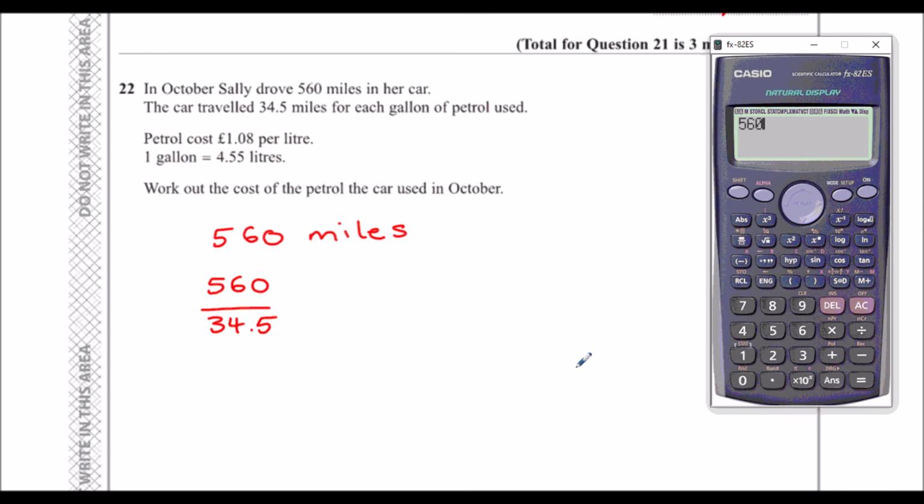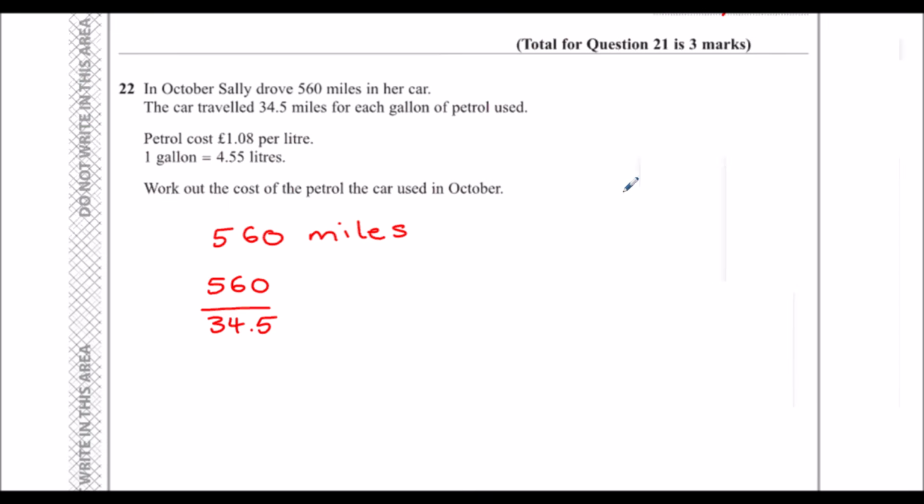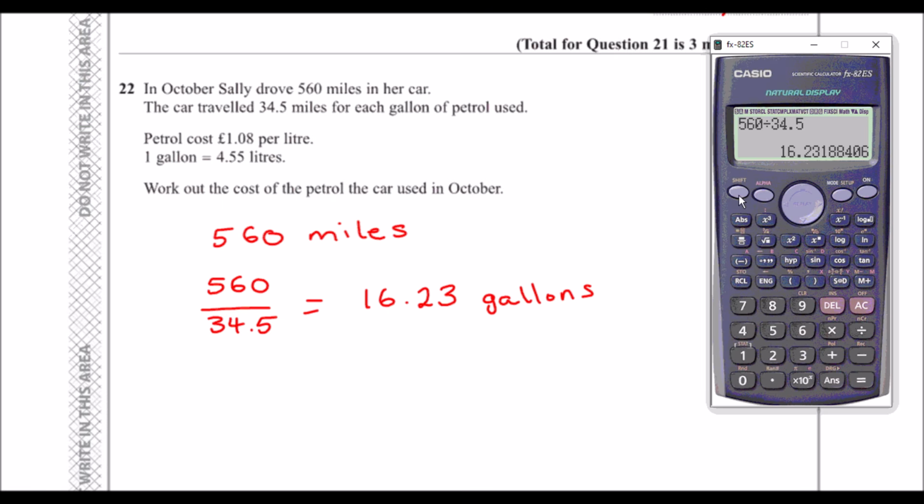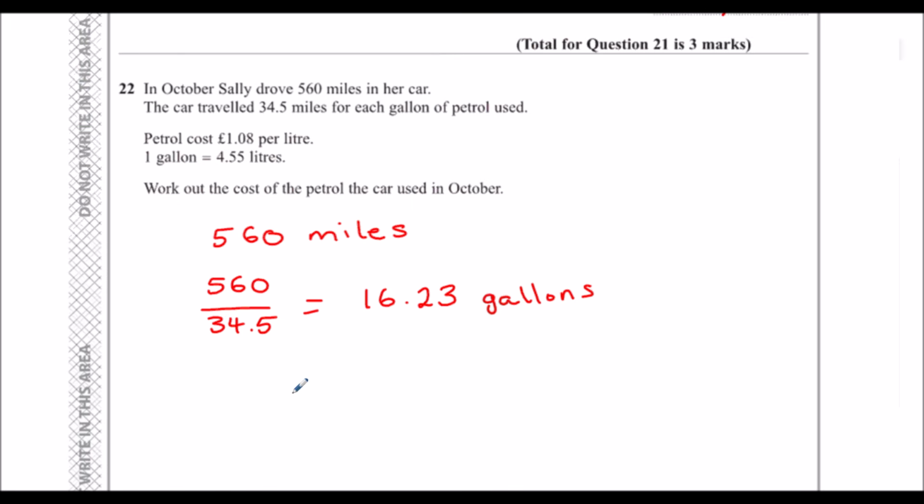So 560 miles, each gallon does 34.5 miles. So we must have 16.23 gallons. And I'm going to leave that number in the calculator. We can even store it. On this calculator, that's shift store. On your calculator, it might just be store. And then I'm going to pick A. So that's how many gallons.